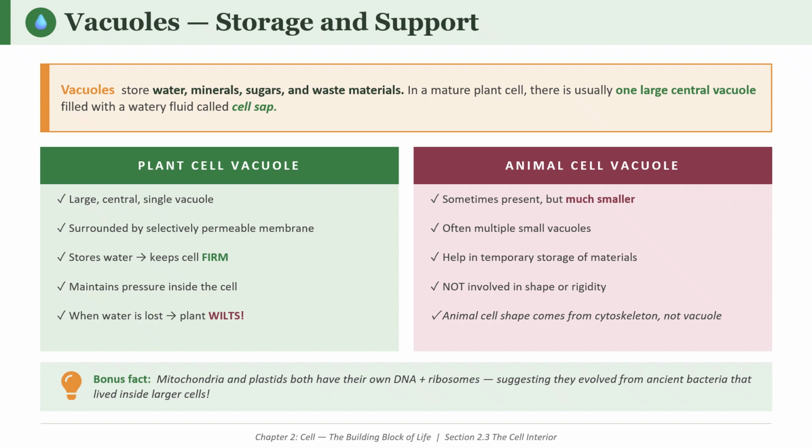Next is the animal cell vacuoles. They are smaller and they are temporary, used mainly for storage purposes, right? So animal cells do not depend on vacuoles for shape. Then what do they depend on? They depend upon the cytoskeleton. That is why.